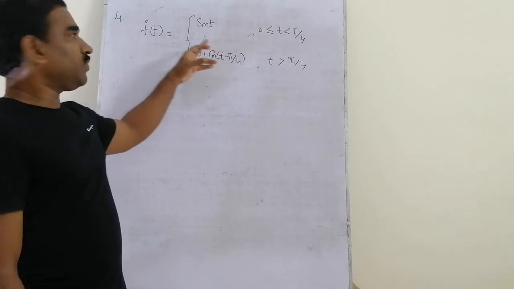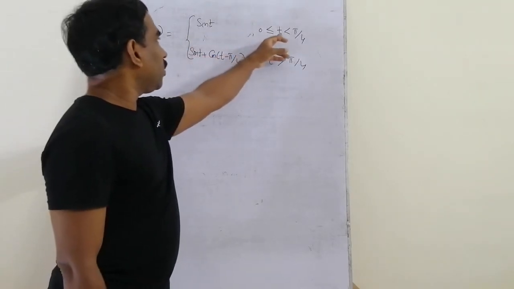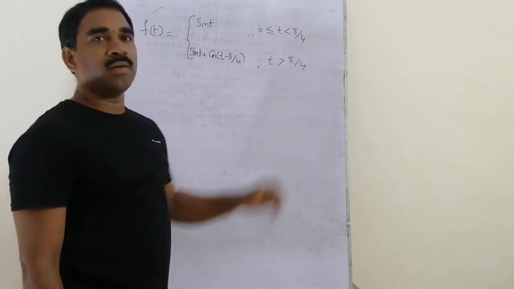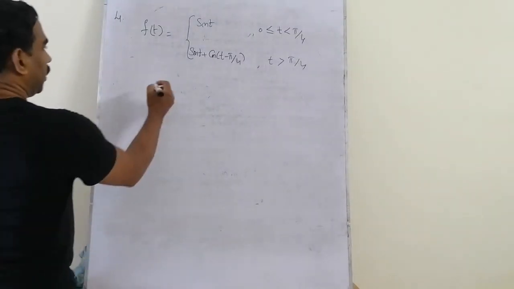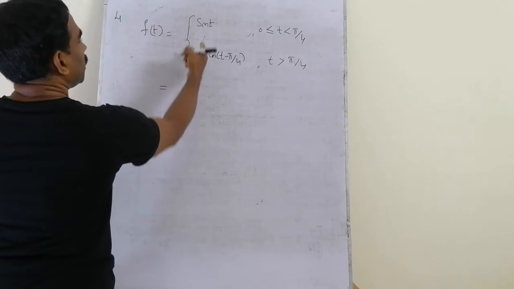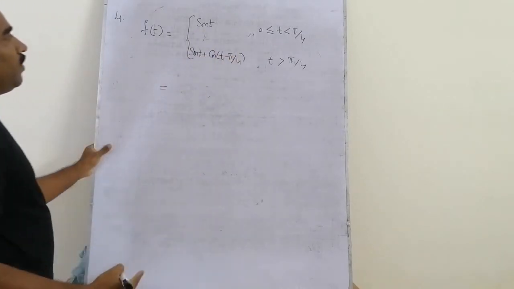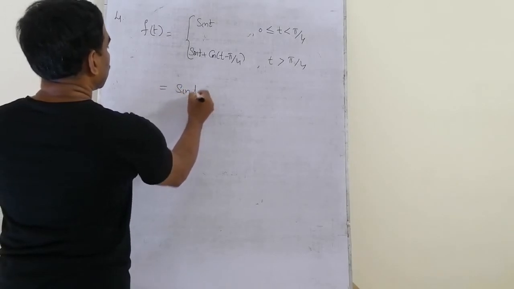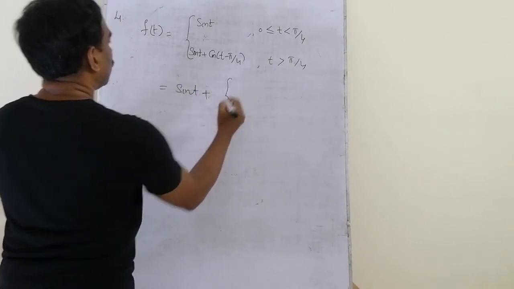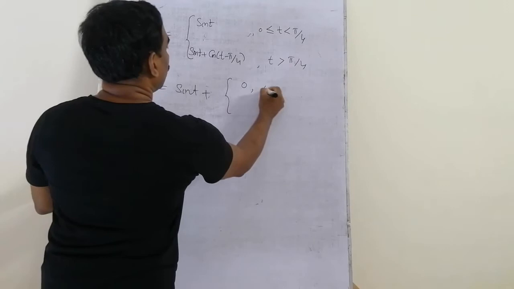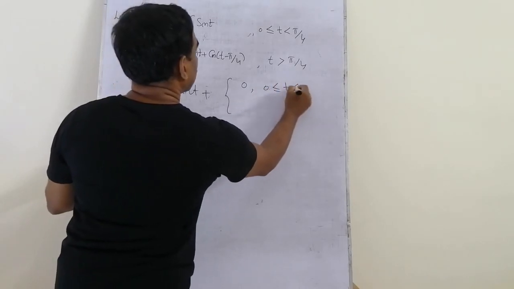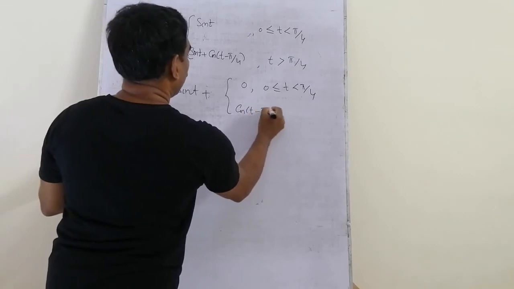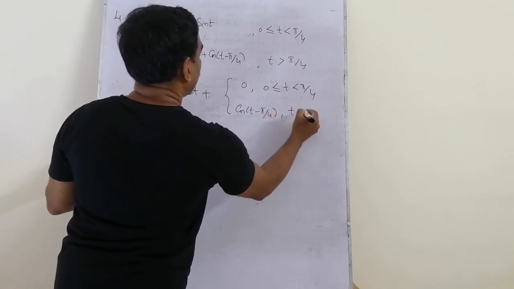So my piecewise function f(t) is equal to sin t for 0 less than or equal to t less than pi by 4, and sin t plus cos of t minus pi by 4 for t greater than pi by 4. We can rewrite this expression as, say, sin t is the common factor for every value of t from 0 to infinity. So we can split this as sin t plus the piecewise function 0 for 0 less than or equal to t less than pi by 4 and cos of t minus pi by 4 for t greater than pi by 4.